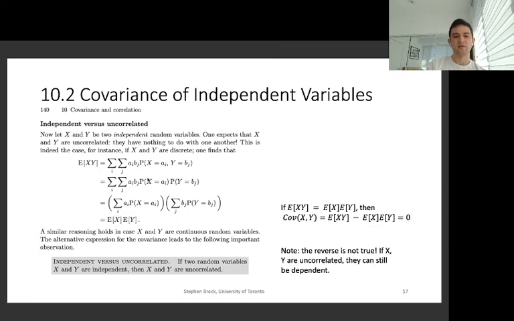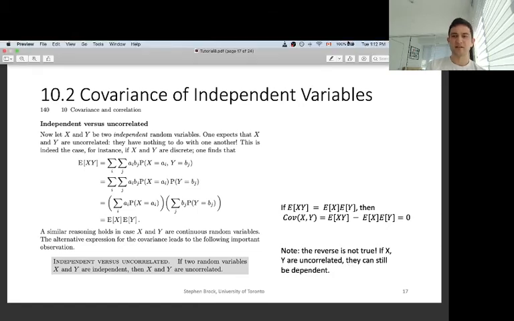If they're continuous, it's a very similar approach to how we solved the sum linearity property for continuous random variables. So this is important: independent versus uncorrelated. If two random variables x and y are independent, then x and y are uncorrelated. However, the reverse is not true. If x and y are uncorrelated, they can still be dependent.